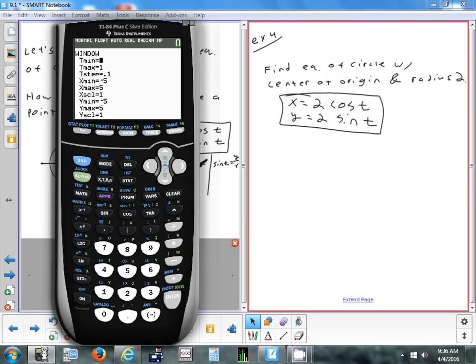What does t have to start at and go to so you get a full circle? 0 to 360. Yep. If you're doing degrees, you do 0 to 360. What about if you're in radians? 0 to 2 pi. If you don't do 0 to 2 pi or 0 to 360, you're only going to get whatever part you do. If you did 0 to 180, you'd get half a circle.